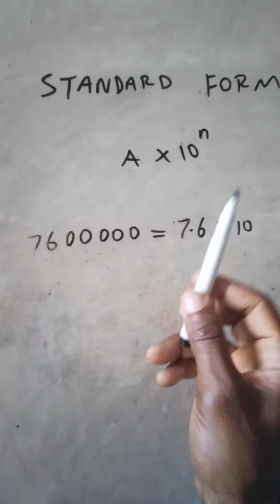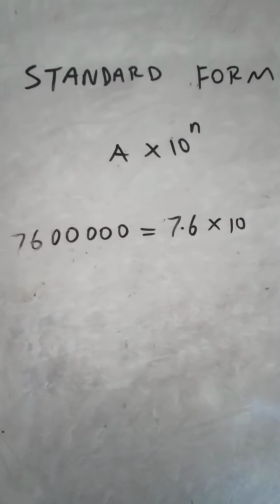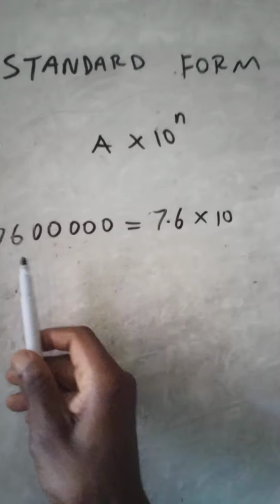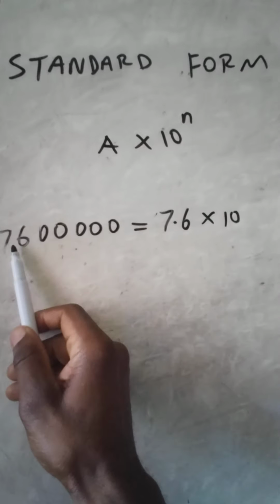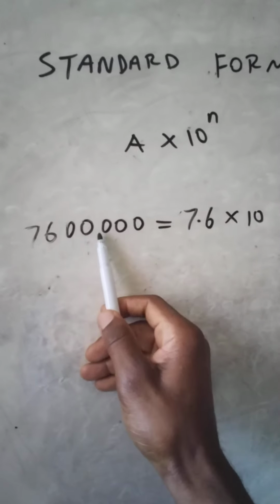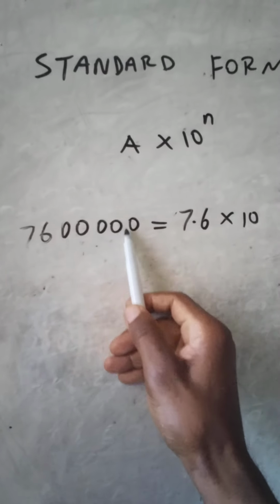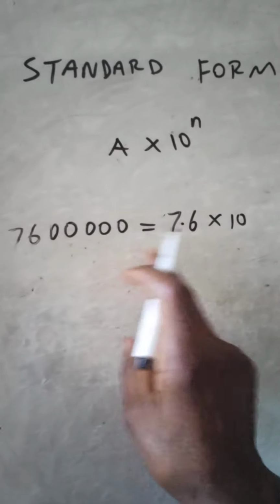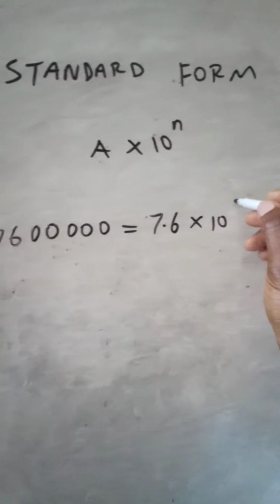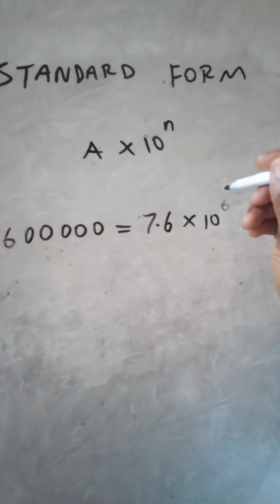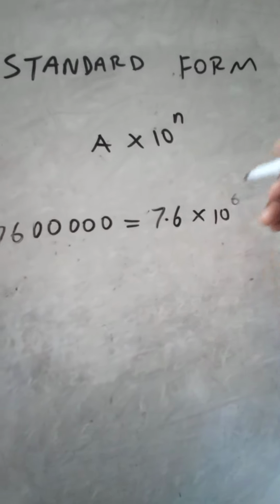So you're going to say now which direction I need to go and how many places I need to go in order to get the original number. So you're going to say, okay, 1, 2, 3, 4, 5, 6. So you go 6 places and you go to the right. So you put the 6 right here. And because it's to the right, the index is going to be positive.